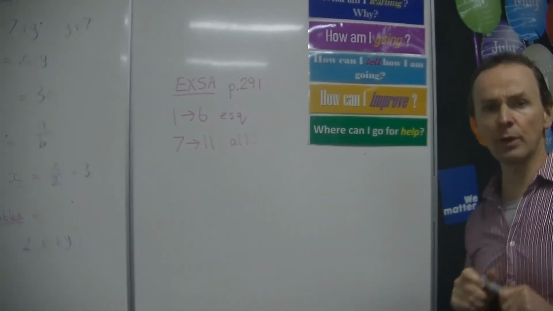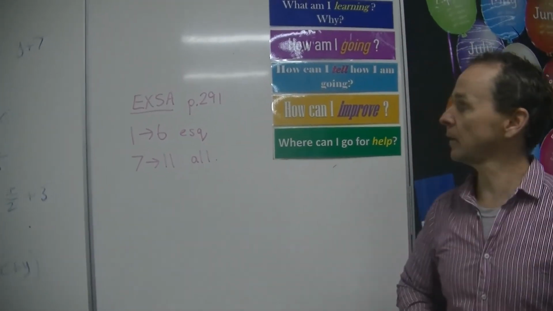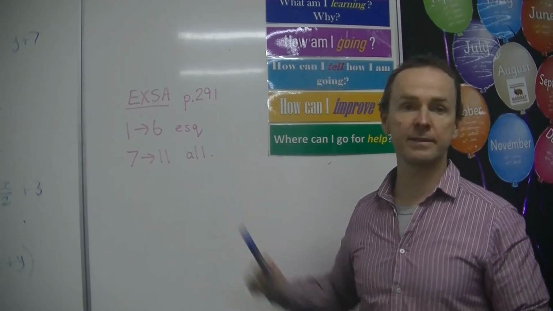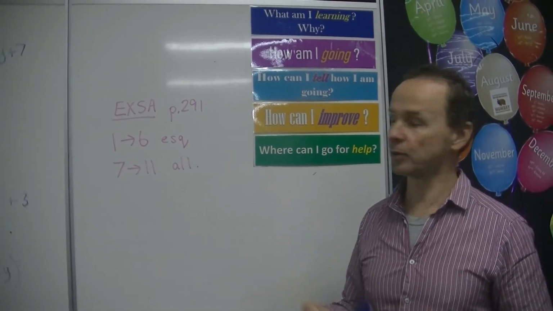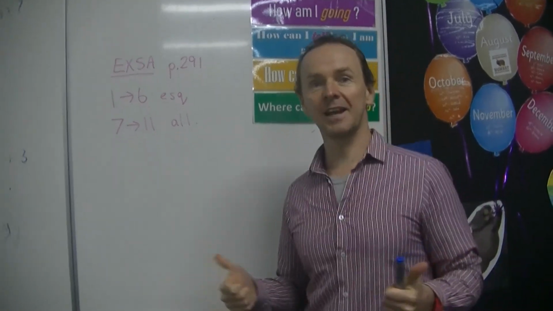Excellent. That's all you have to know for the exercise 5A. So here's your work, 5A, page 291. 1 to 6, I'll let you do every second question. Start off with A's, of course. And 7 to 11, you can do all of that. Excellent, and I'll see you next time.